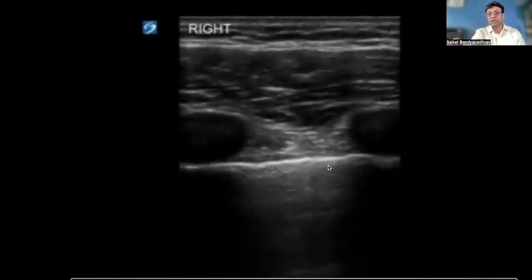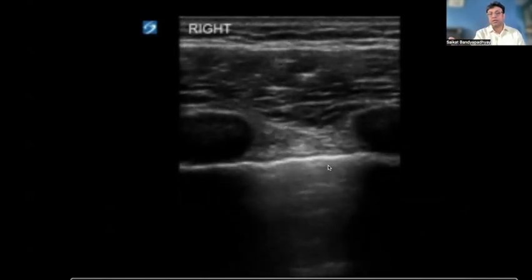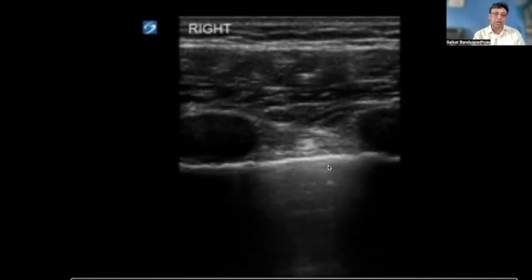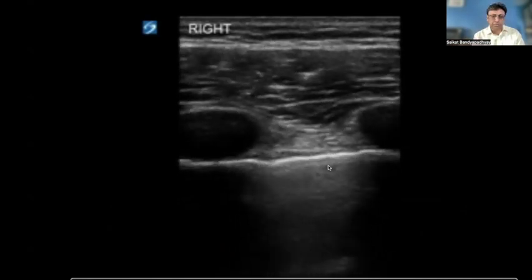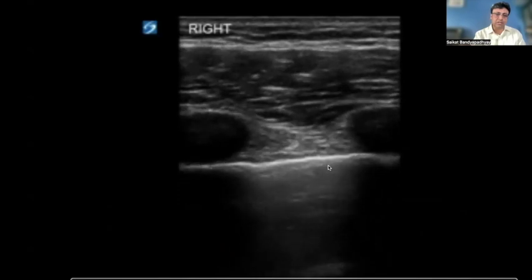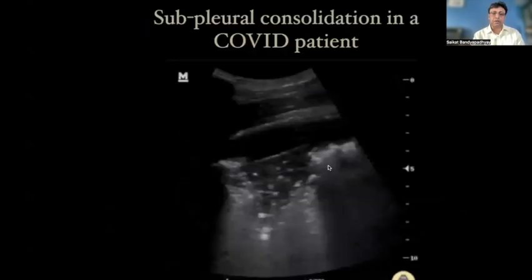You are very close to the pleura, so you can use a linear probe, or maybe a more than 10 megahertz probe, and get a picture like this. If your depth is somewhere between 3 to 5 centimeters, not more than that, you can see beautiful lung sliding. In this particular case, this is a subpleural consolidation in a COVID patient.